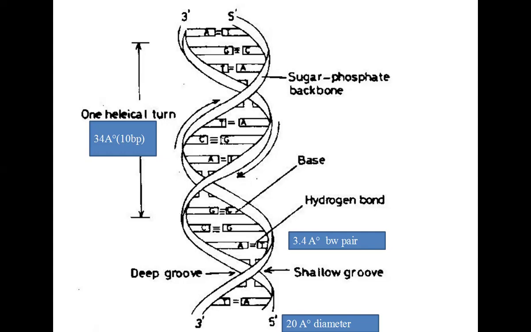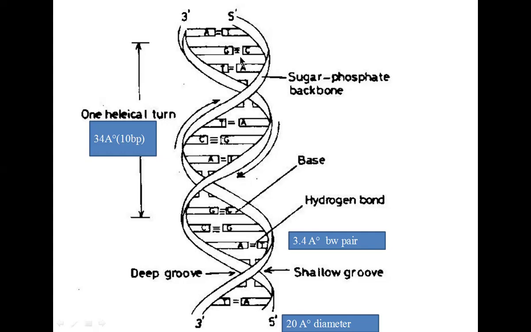The first and foremost is the double helix. Here, DNA consists of two long strands that wind around each other, forming a spiral shape, much like a twisted ladder. Okay, you can see here, much like a twisted ladder. That is about the double helix, 3' to 5' and 5' to 3'.